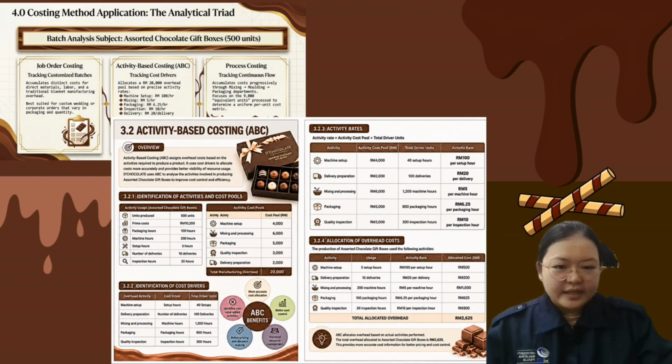This resulted in 9,000 equivalent units. The cost per equivalent unit is RM1.47. Using this weighted average method, the total manufacturing cost is RM13,200 and the cost per equivalent unit is RM1.60. Overall, process costing helped the chocolate company monitor production costs and improve efficiency throughout the manufacturing process.